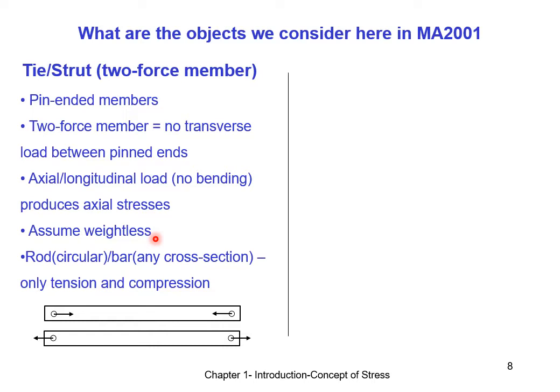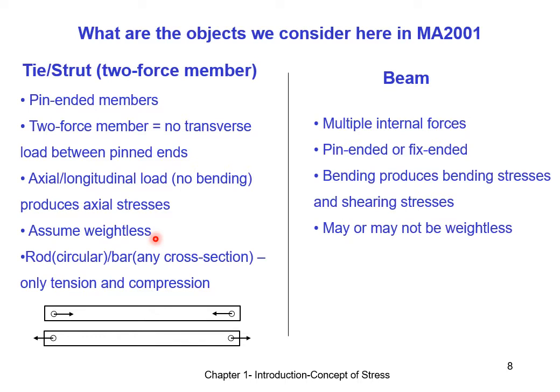The reason why we consider two force members is to help simplify a problem. Typically, at a joint, we do not know the direction of the resultant force. But if we are able to identify that an object is a two force member, we will then know the direction of the force. That makes things simpler to solve. For all other objects that have multiple forces, pin, fixed end, bending, or weight, we will call them beams.